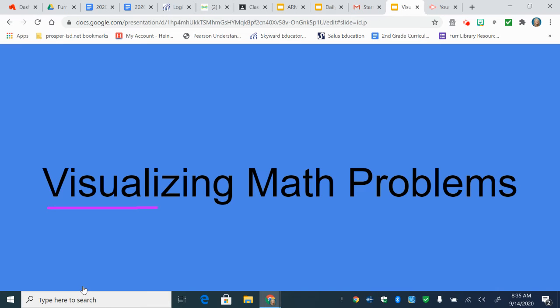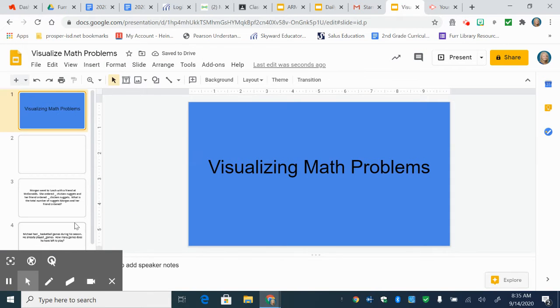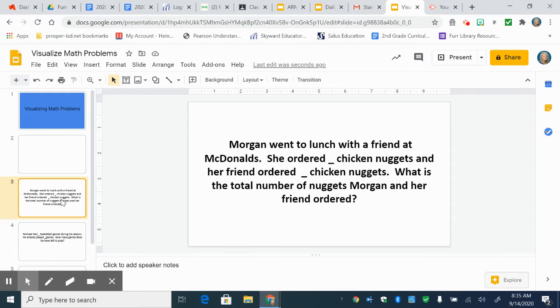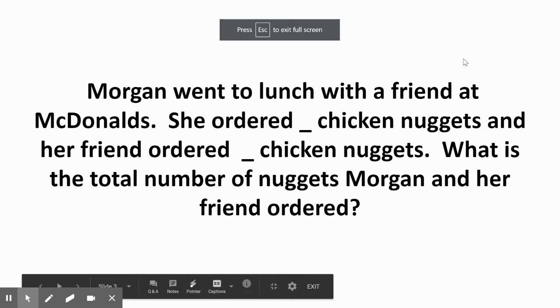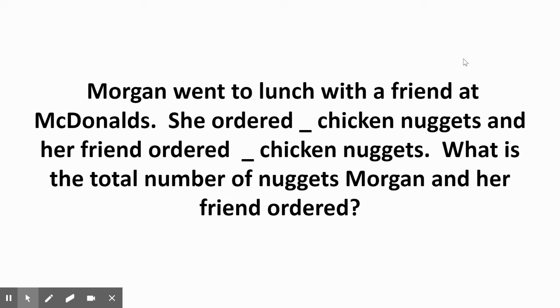Okay, so let's look at a math problem here, and let's see if we can visualize this math problem. It says, Morgan went to lunch with a friend at McDonald's. Well, I've been to McDonald's before, so I've kind of got an idea of what that looks like. She ordered blank chicken nuggets, and her friend ordered blank chicken nuggets. What is the total number of nuggets Morgan and her friend ordered?